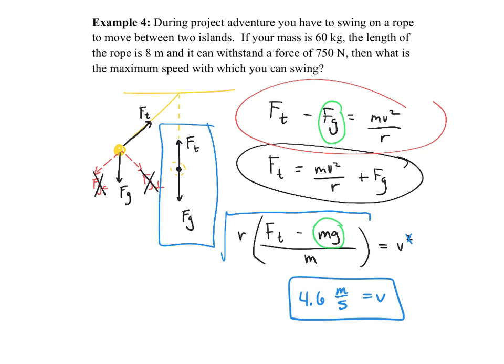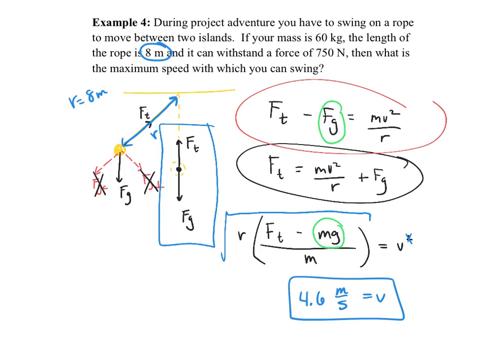Is the radius 8 in here because the rope is 8? Yeah, that's a great point. The radius is 8 in this problem. Very good. And we didn't actually write that down, so good point. That is the length of the rope, which is 8 meters, and that's from here all the way to here. That's R. In the diagram, that's the radius, or the length of the rope. And then the mass is 60 kilos, and then the maximum tension force is 750.